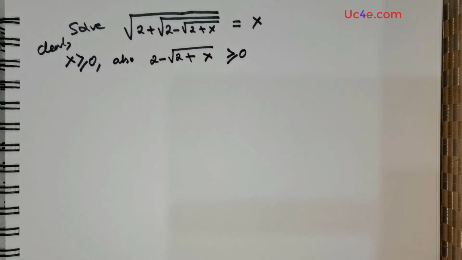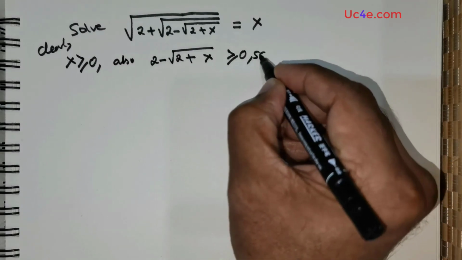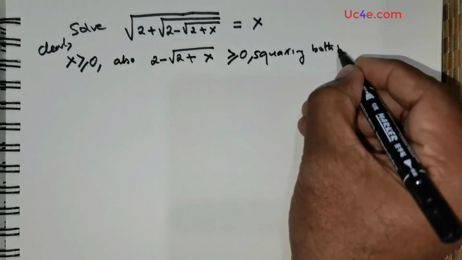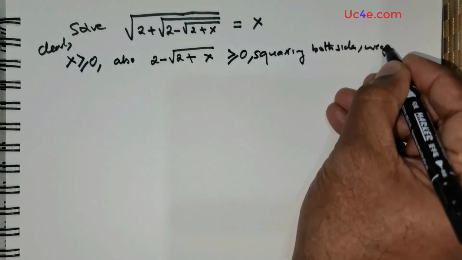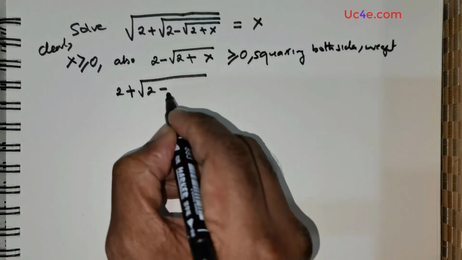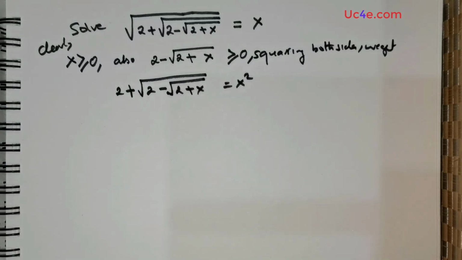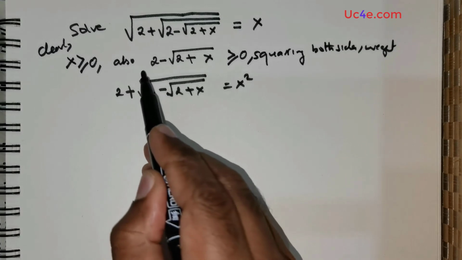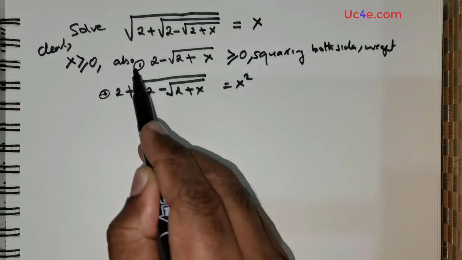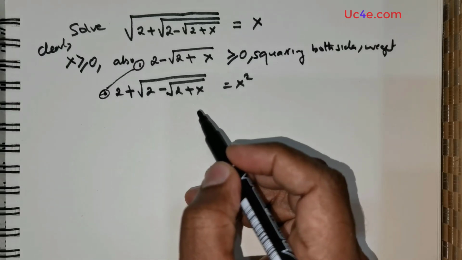Now having got this, we can now square both sides. Squaring both sides, we get 2 positive root of 2 negative root of 2 positive x is equal to x squared. Now we will be using this equation and this equation to extract the intervals for x.